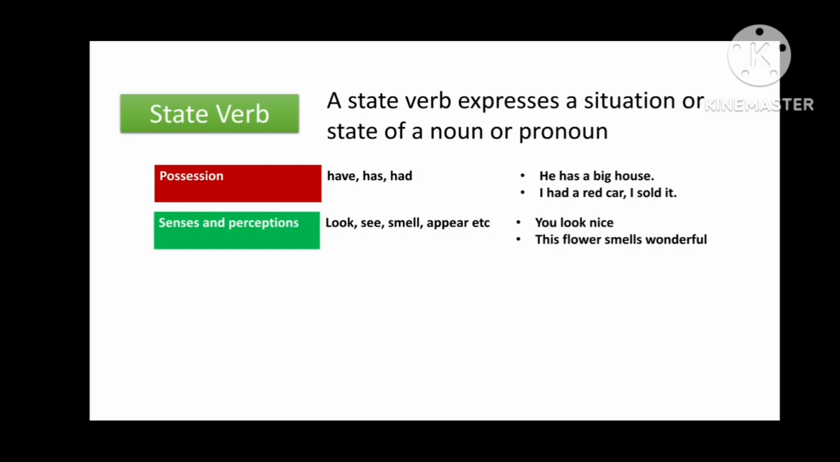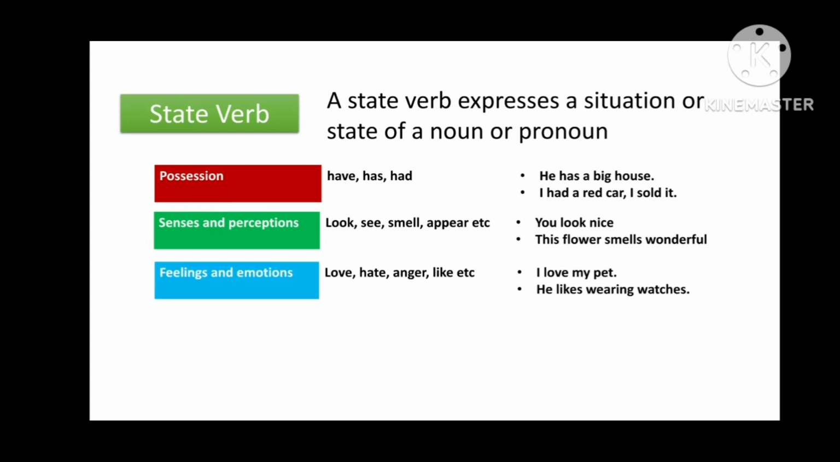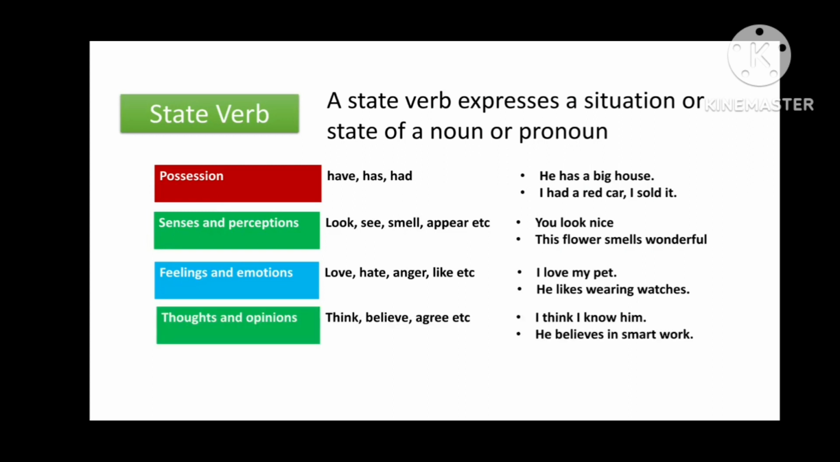State verbs are also used to express senses and perceptions. Words like look, see, smell, appear, etc. show senses and perceptions. You look nice. This flower smells wonderful. Words like look and smell do not show any action here, but perception or senses. State verbs are used to express feelings and emotions like love, hate, anger, like, dislike, etc. Like I love my pet. He likes wearing watches. Love and likes are verbs.